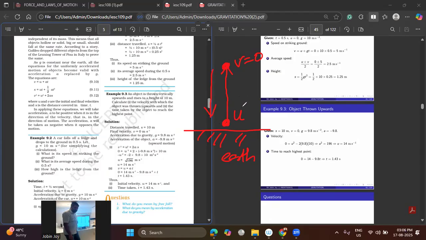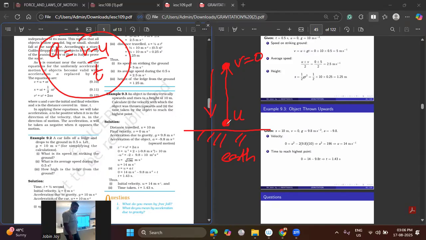So there is a change in velocity, which means acceleration will be there. We know the equation: acceleration is equal to v minus u by t. Here final velocity is 0, initial velocity is u. So there is a change in velocity, so acceleration will be there.